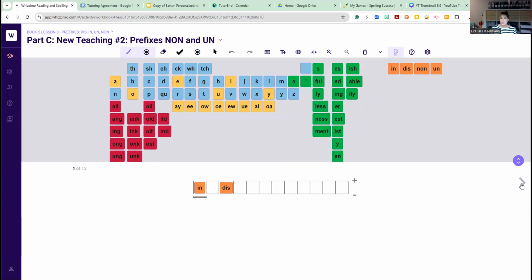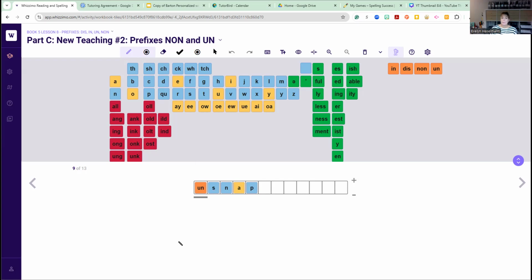We're going to do a review, not in and dis, and now we're going to add non to this. Non also meaning not, so something that is not fat, we would say is non-fat. Something that does not stop, non-stop. We can change tax to taxable and then make it mean the opposite with non-taxable. And then the last one that we learned is un, meaning, again, not, untrue.